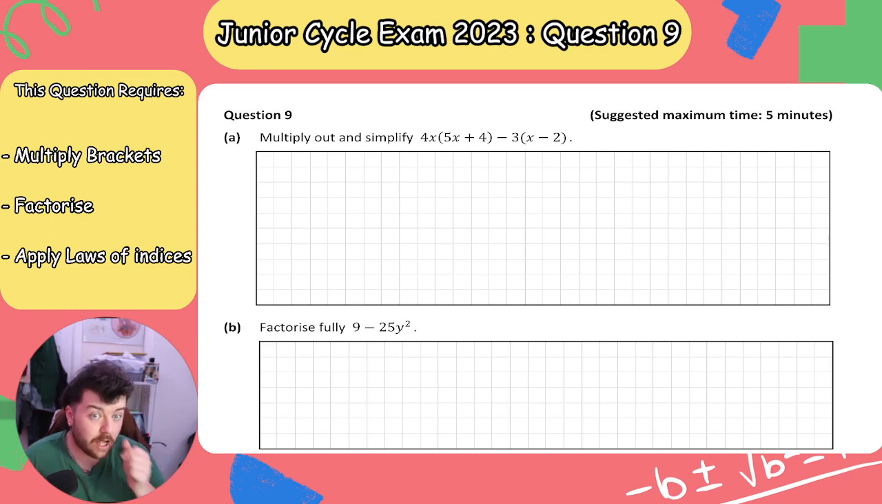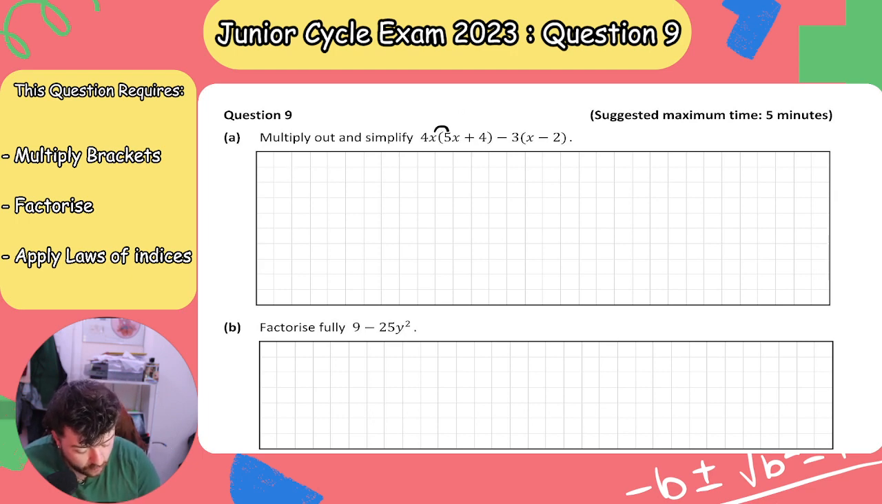Hello. Right, question 9 of the Junior Cycle Higher Level Exam 2023 was a nice easy question. It was just algebra. So multiply out and simplify this algebraic expression here. So we're simplifying, we're not solving. So what we need to do is we need to multiply our brackets.